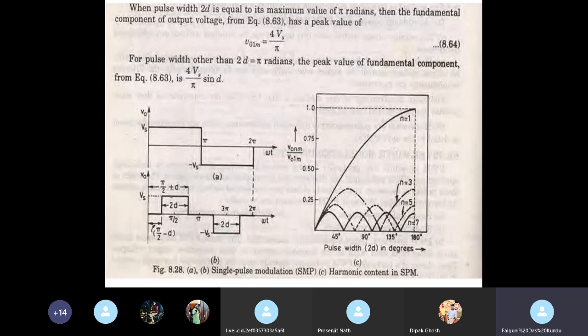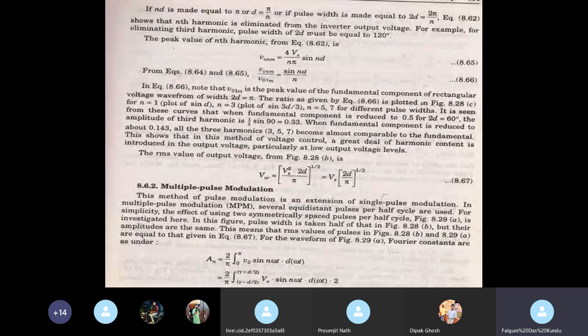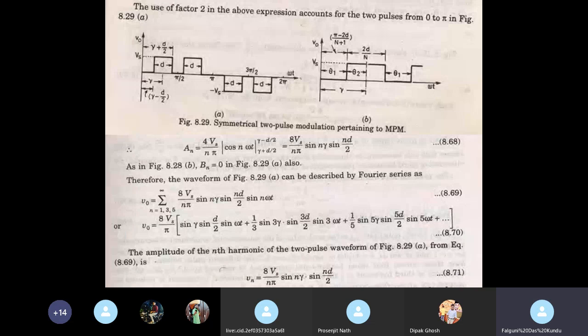And when the pulse width 2D is equal to pi radians, then the peak value of the fundamental component becomes 4Vs sin D, okay? Now this is written here. Then we are going to discuss the multiple pulse modulation technique.